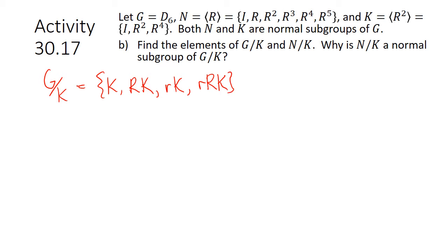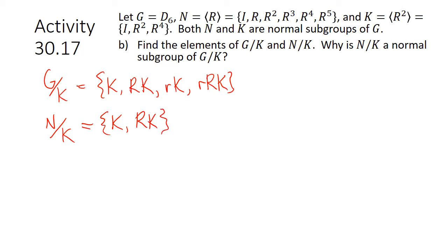And then N mod K. Okay, so N mod K is going to be not as many elements. N is 6 elements and K is 3 elements, so we're only going to need 2 cosets here. So of course there's going to be K itself, and then we just need to pick something that is in N that is not in K. So I think big R K will work.